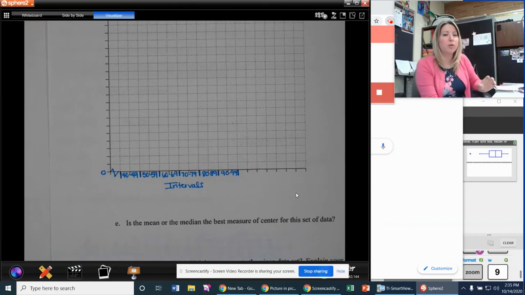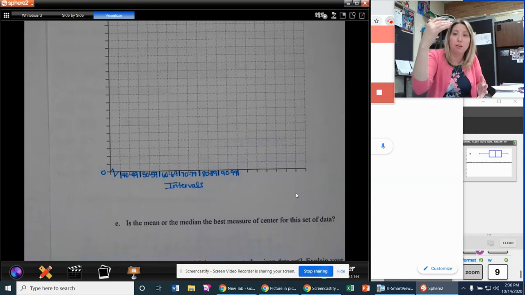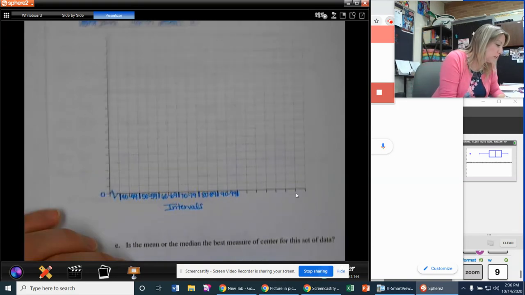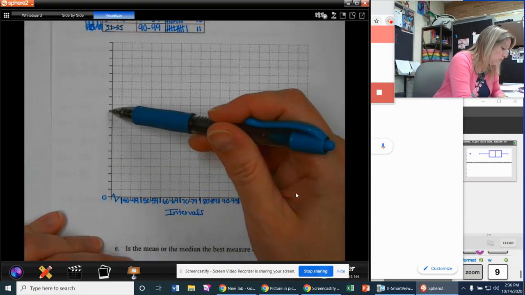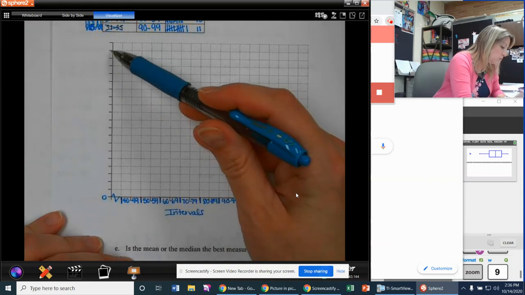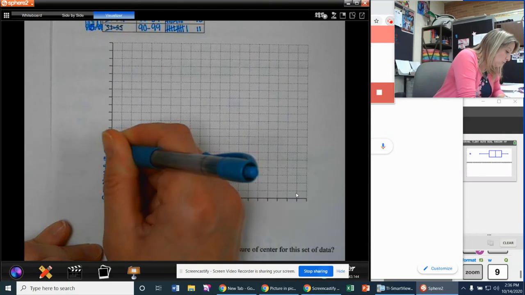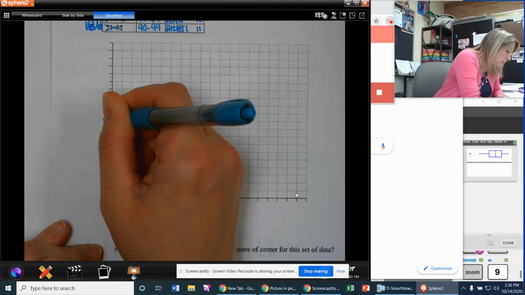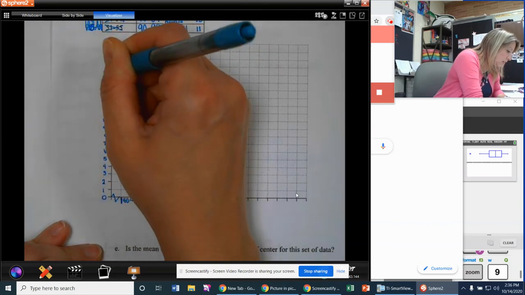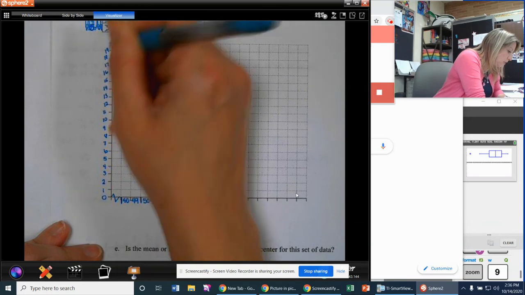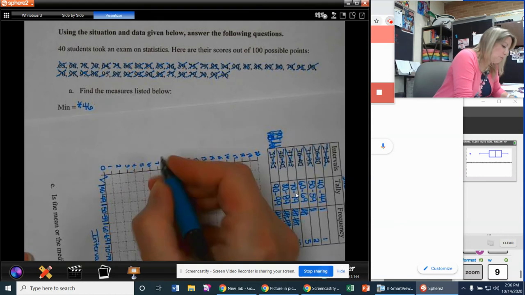So up the side, we're going to have our frequencies. So our frequencies, of course, need to be able to fit 11. That's our maximum frequency that we had. So 1, 2, 3, 4, 5, 6, 7, 8, 9, 10, 11, 12, 13, 14, 15, 16, 17, 18, 19, 20. So we'll go by ones. That will be the best way to fit everything. Remember, whatever the scale you start is, that's the scale that goes on. You can't just make up your scale as you go to fit what you want. It has to fit all of the data. And of course, this is the side we write frequencies.